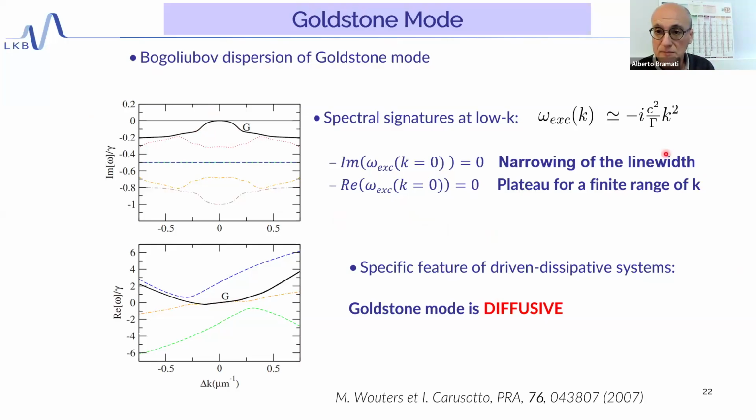So the Bogoliubov dispersion for very low wave vector is purely imaginary here. You can see here, and this means that the Goldstone mode in the case of a driven dissipative system is diffusive. So this means that the collective excitations are not propagated with a constant speed, which is the speed of sound in the fluid, but rather they diffuse and relax with a rate which depends on the wave vector. So these are the specific features that we should be able to observe.